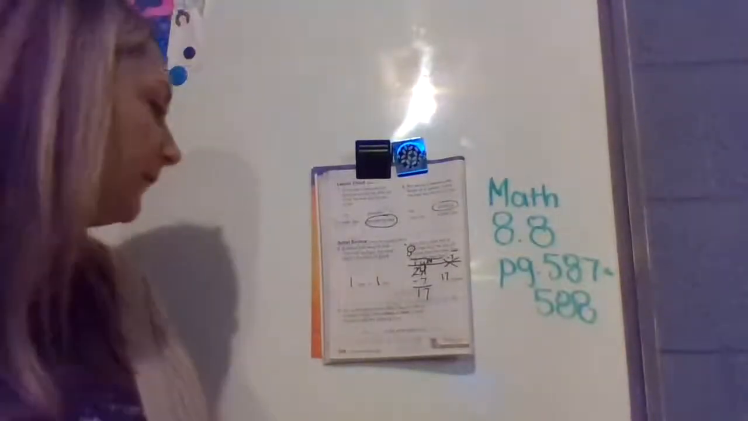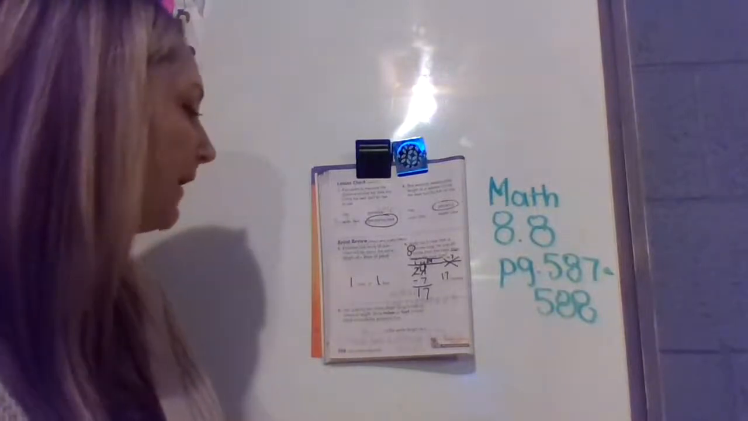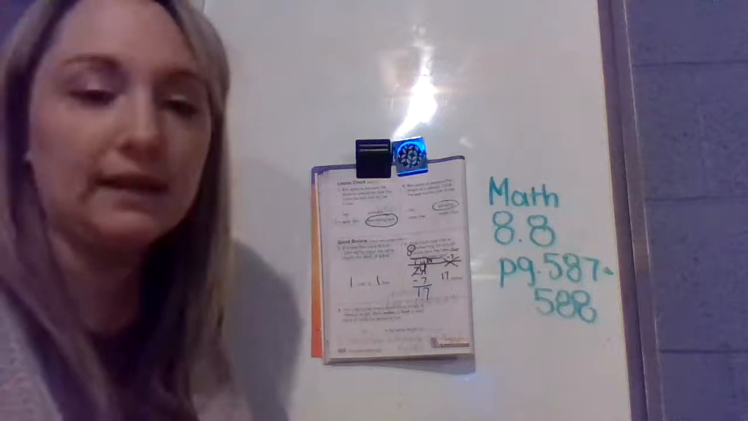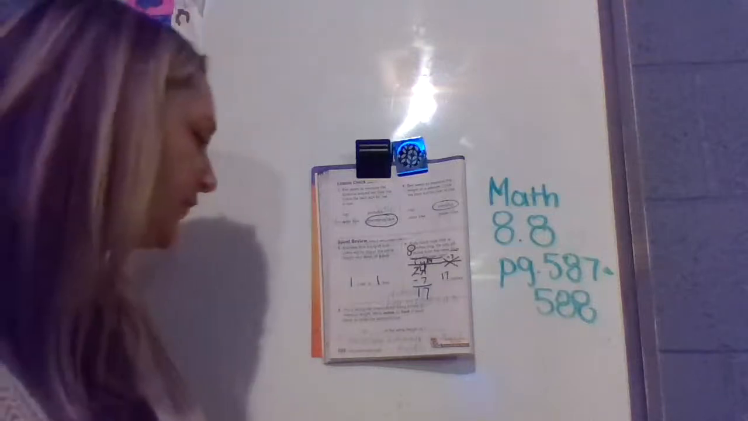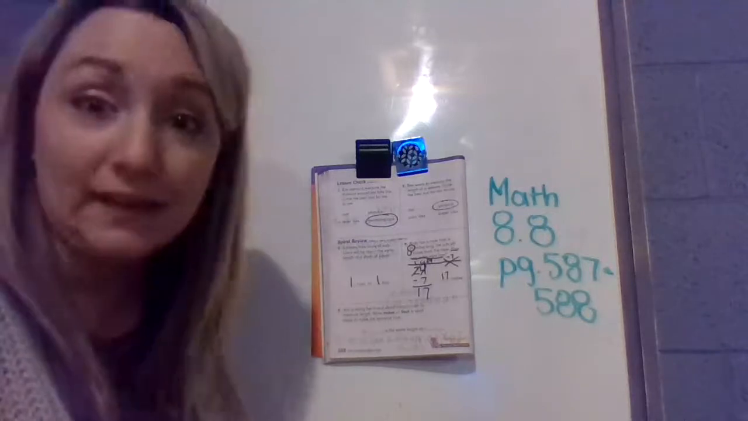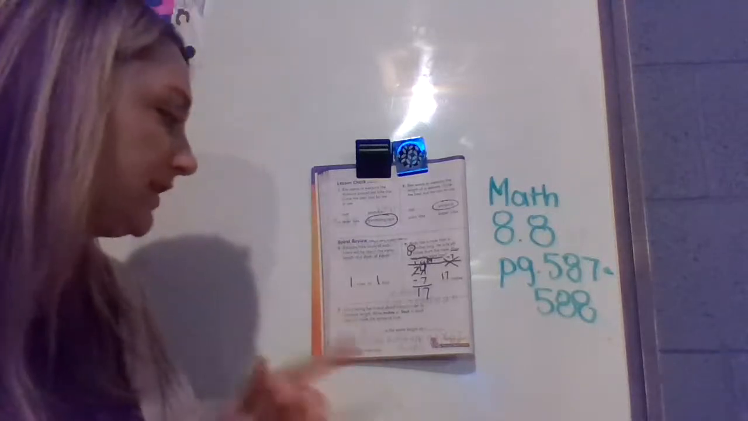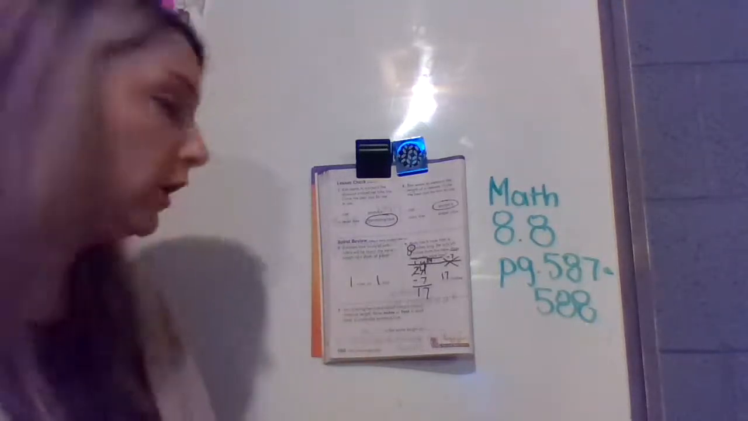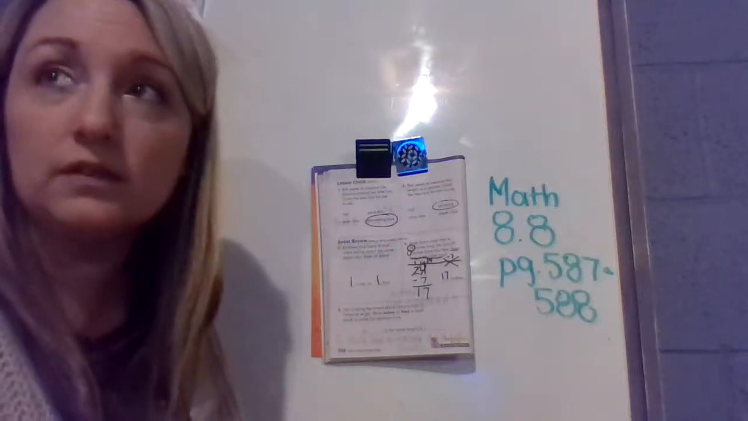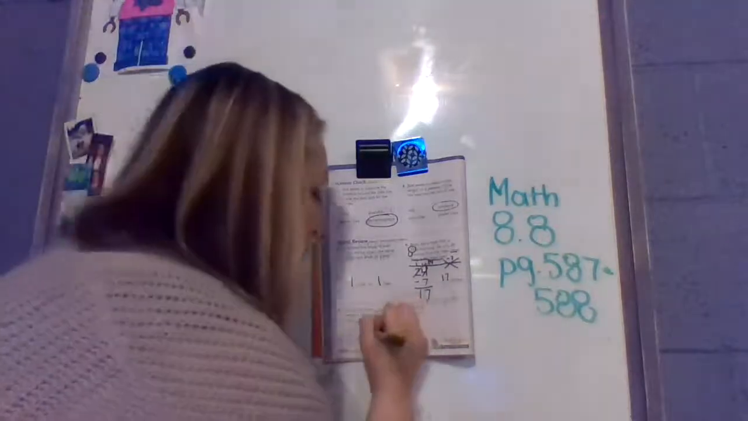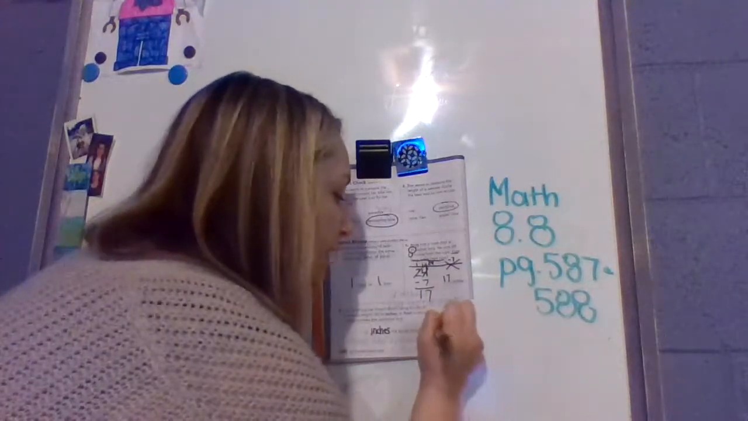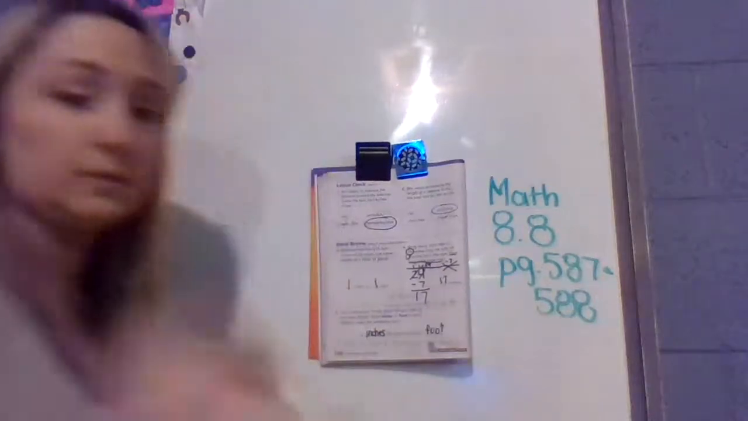All right, and number 5, Jan is telling her friend about using a ruler to measure length. Write inches or foot in each blank to make the sentence true. 12 blank is the same length as 1 blank. Would we say 12 inches is the same length as 1 foot? Or would we say 12 foot is the same length as 1 inch? Good. We would definitely say 12 inches is the same length as 1 foot.